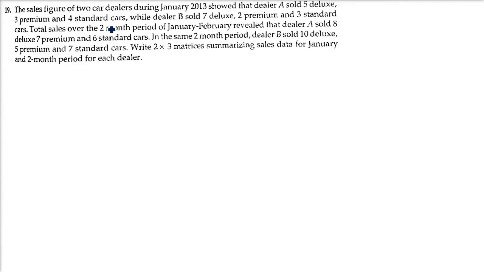The sales figures of two car dealers in January 2013 showed that dealer A sold 5 deluxe, 3 premium and 4 standard cars, while dealer B sold 7 deluxe, 2 premium and 3 standard cars. Total sales over the 2-month period of January-February revealed that dealer A sold 8 deluxe, 7 premium, 6 standard. In the same 2 months, dealer B sold 10 deluxe, 5 premium, 7 standard. Write 2 by 3 matrices summarizing the sales data for January and the 2-month period for each dealer.